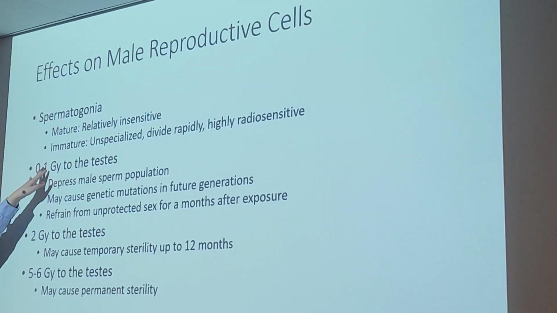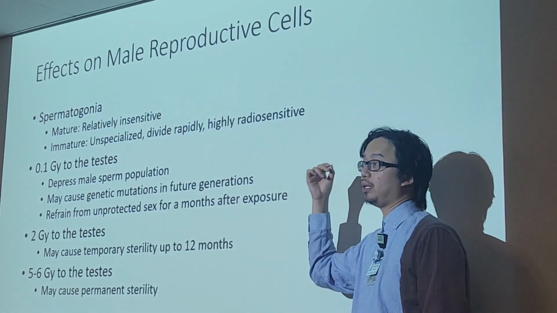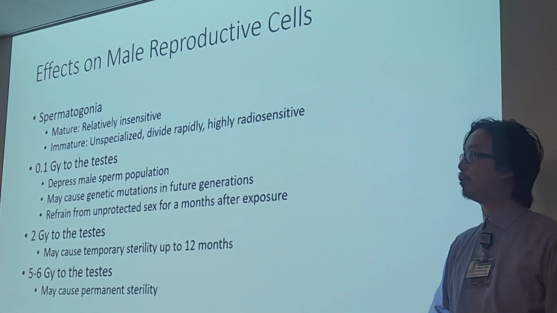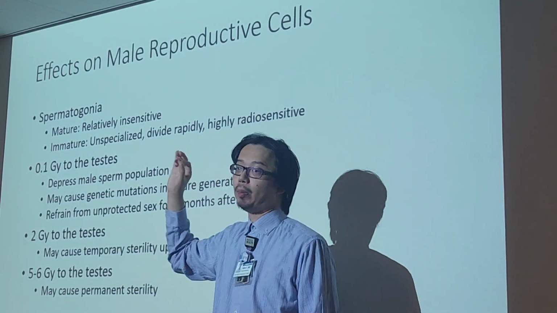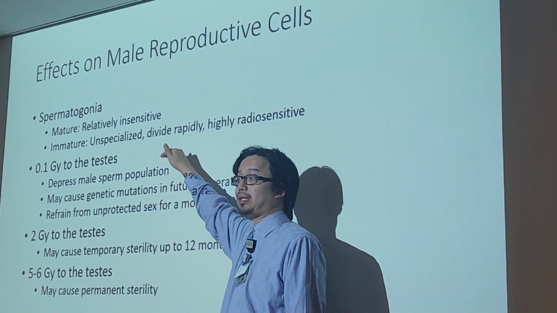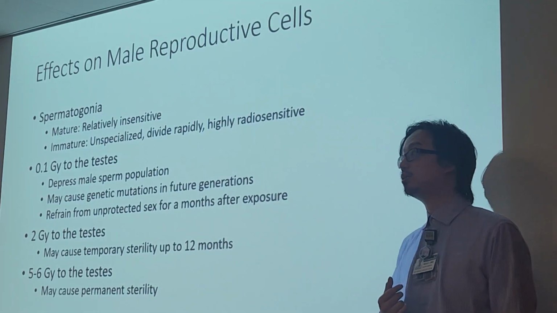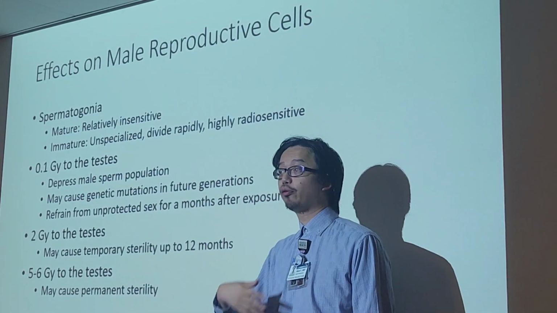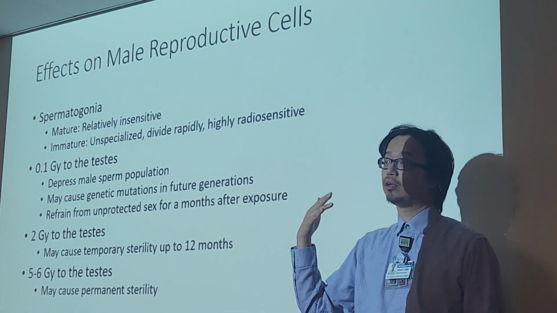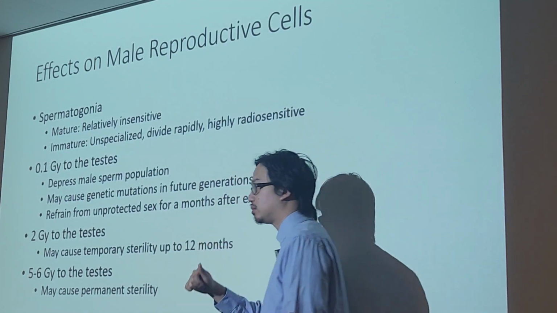So 0.1 grays to the testes is enough to depress, to lower the male sperm population. It is also enough to cause mutations in the sperm that can be carried over to future generations. If a male is exposed to 0.1 grays to the testes, remember, not a full body dose, but to the testes specifically, that male should probably refrain from unprotected sex for about a month after exposure, to make sure that the sperm have had a chance to cycle through. All of the exposed sperm are now gone, and you have new, fresh, healthy sperm. That way you don't pass on anything weird to future generations.